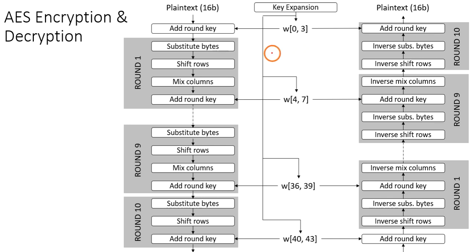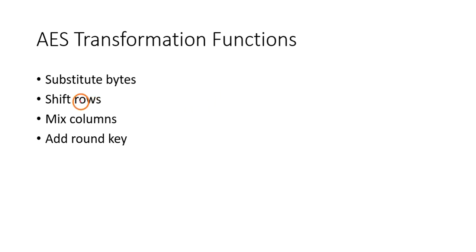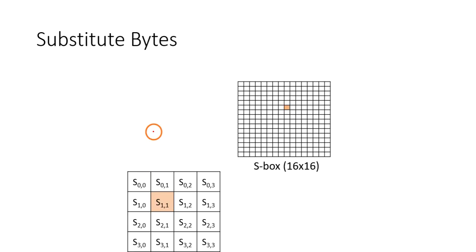Now let's discuss in detail the 4 transformations that are happening. The 4 transformations are substitute bytes, shift rows, mix columns, and add round key. Let's look at the first operation, which is substitute bytes. The input is a 4 by 4 matrix, which contains 16 entries.